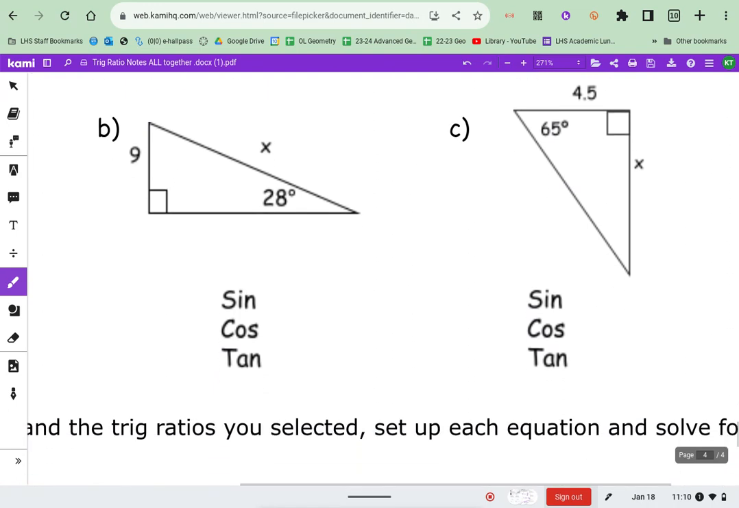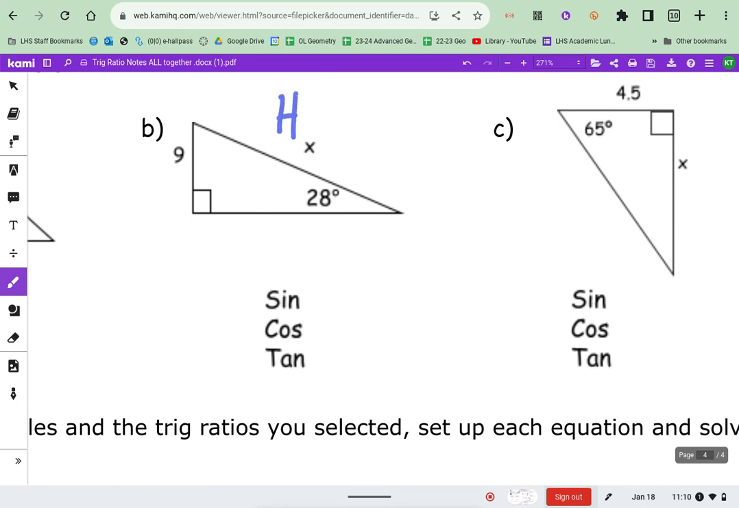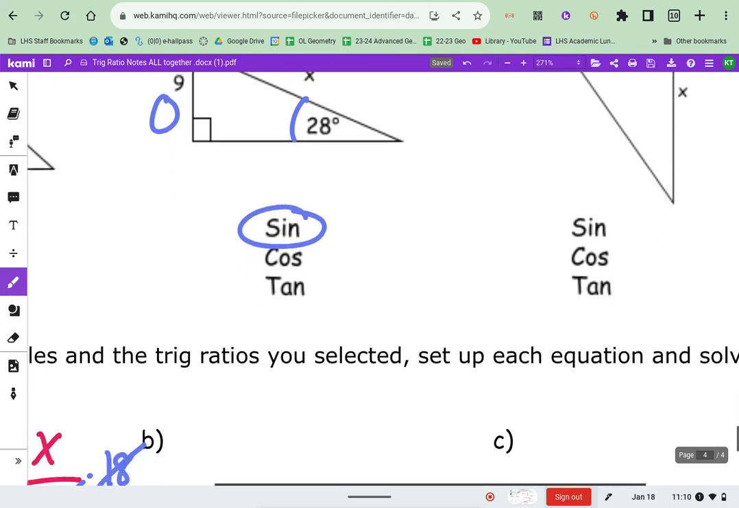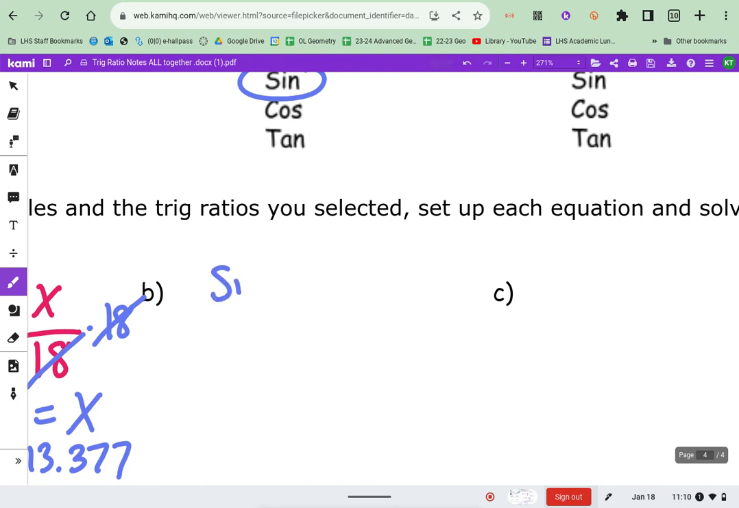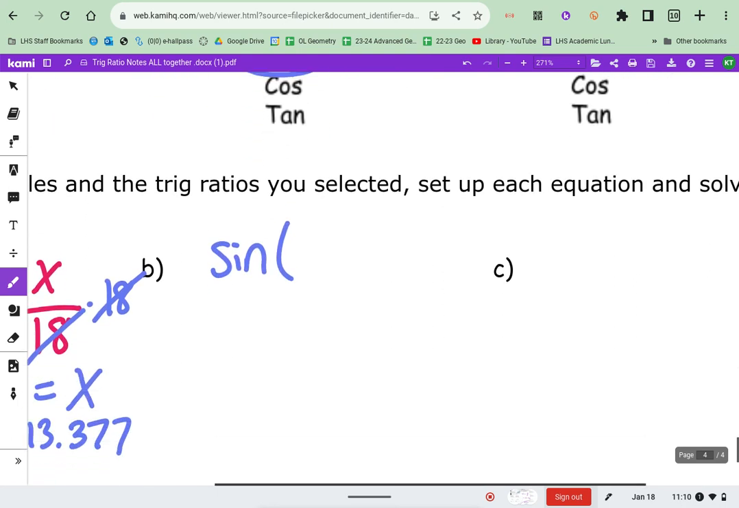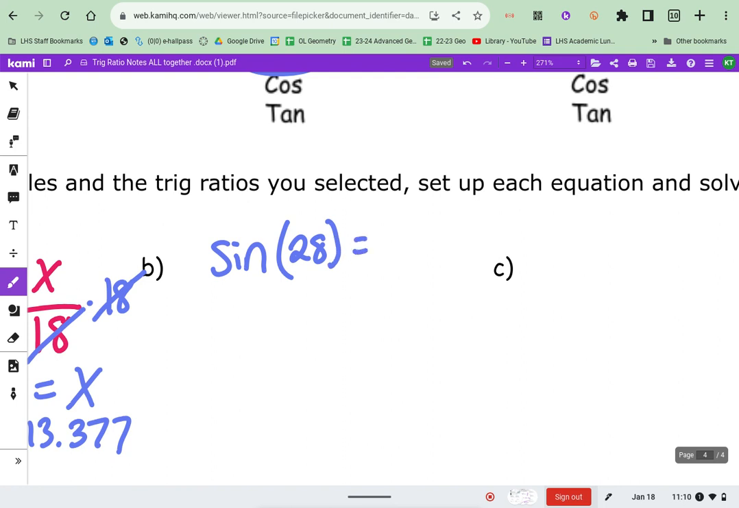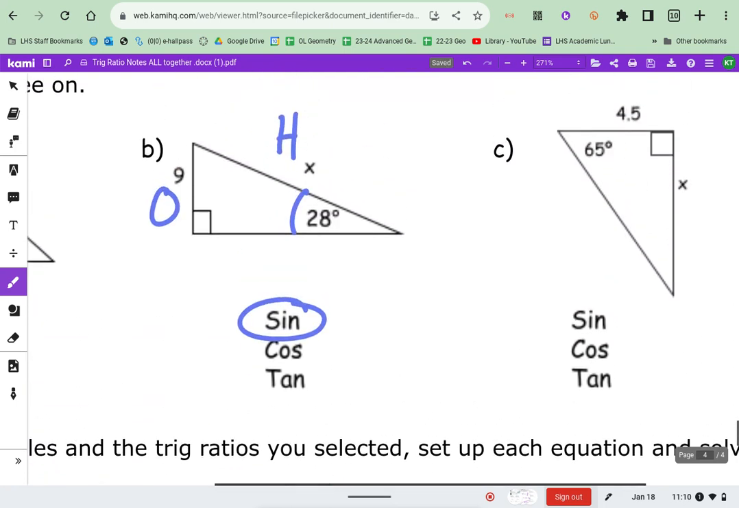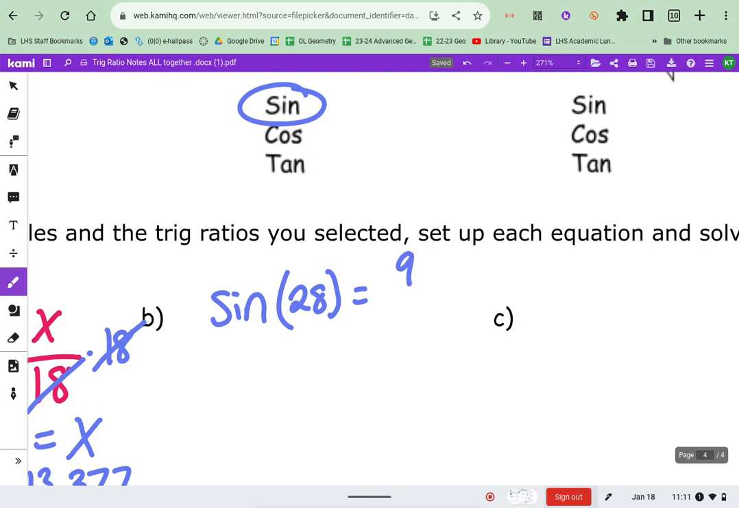So on part B, we're just going to identify what sides we're working with. So we have the hypotenuse, and we have the opposite side, because 9 is opposite of the 28-degree angle. So which one, sine, cosine, or tangent, works with opposite and hypotenuse? Sine. Okay, so sine is always opposite over hypotenuse. So down here, I'm going to say sine of 28 degrees equals the opposite, so 9, divided by the hypotenuse, so x.